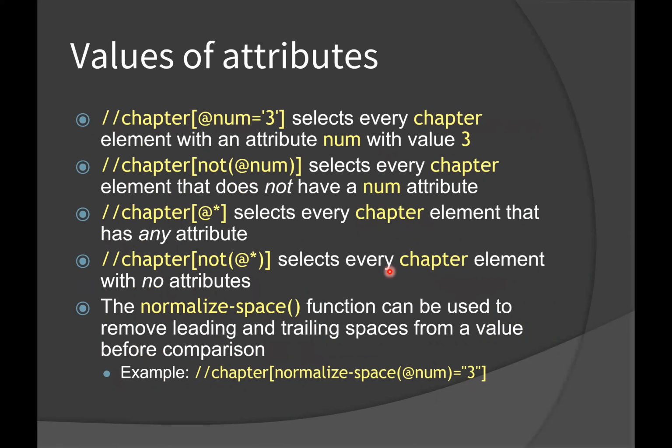So if you have attributes, you can play around with the values as well. For example, I'm looking for a chapter with number 3. Perfectly fine. Or I can look for something like normalization, which is basically, if you have some values with spaces or tabs at the start or end, this is a very nice function to normalize the spaces.